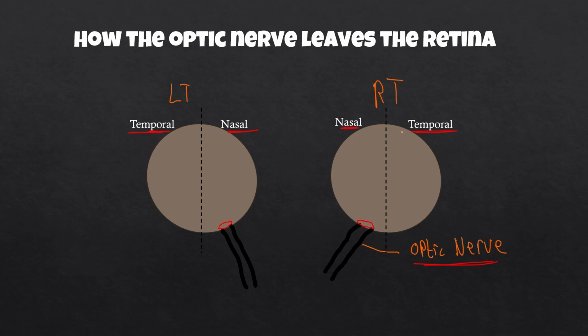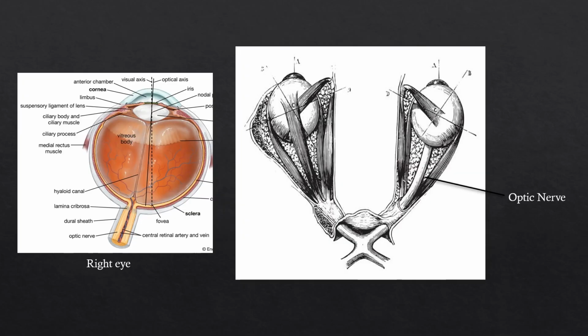Because when we look, you have to tell: is this the right side I'm looking at, or is this the left side I'm looking at? And how we tell is based on the position of the optic disc. Okay, let's take a look at this picture quickly. Here, look at the right side first.